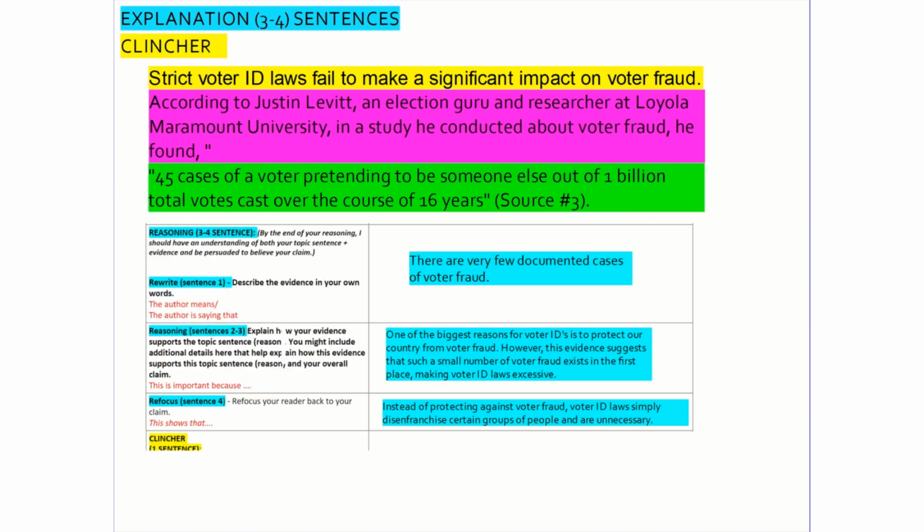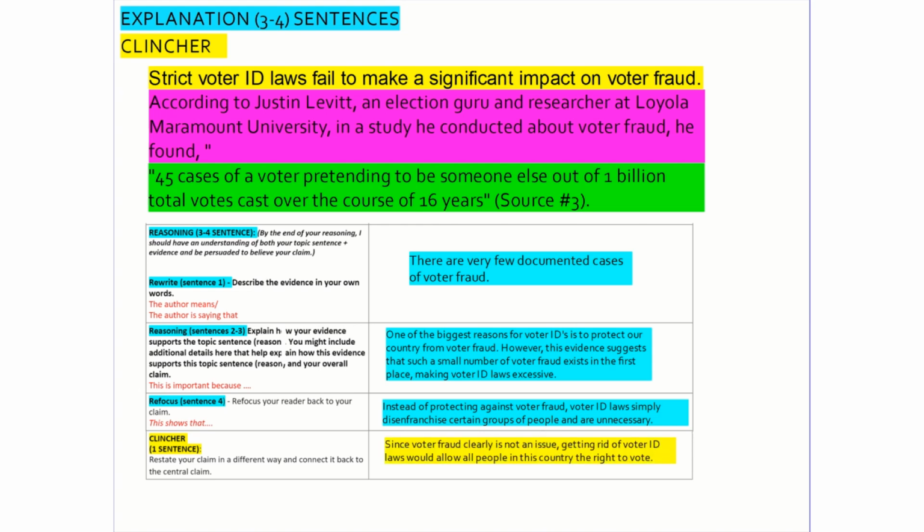Okay, last step. You're going to write your clincher sentence. You're going to restate your claim in a different way and connect it back to the central claim. So I'm going to connect it back to the idea that voter ID laws just are unnecessary. And here's how I say it. Since voter fraud clearly is not an issue, getting rid of voter ID laws would allow all people in this country the right to vote.